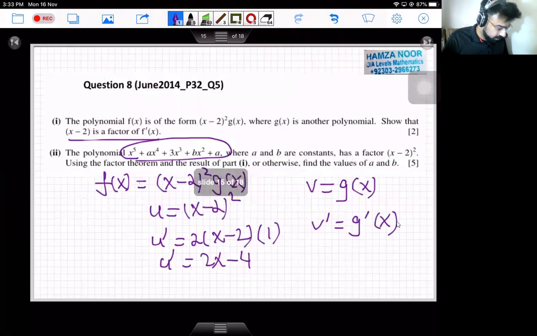So this question was from the June 2014, paper 32, question number 5.